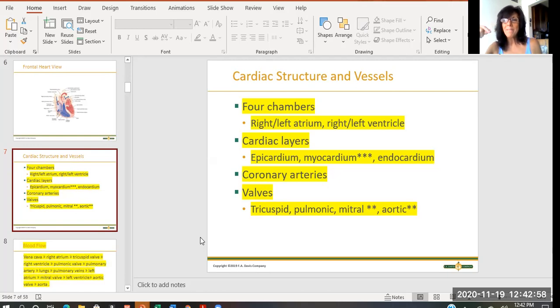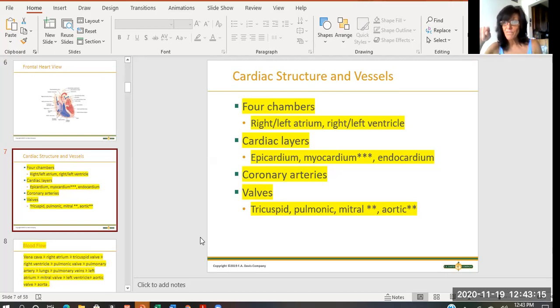So endo means inside and epi means outside. The endocardium is the innermost layer, like a sac, which is covered by the muscle, the myocardium, which is then covered by the epicardium. And that's fed through the coronary arteries.